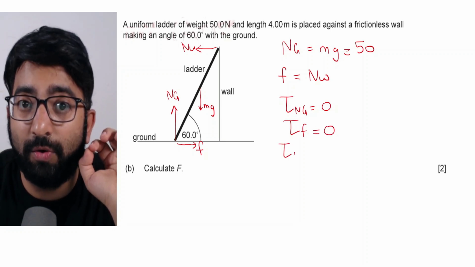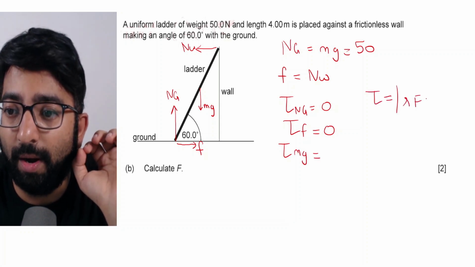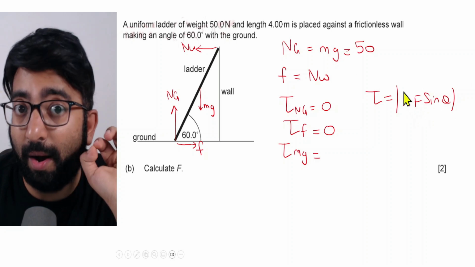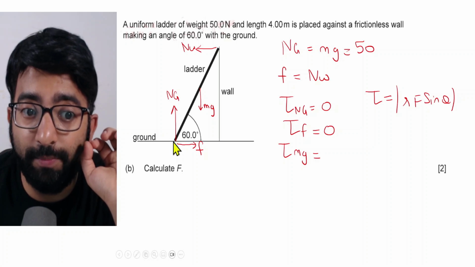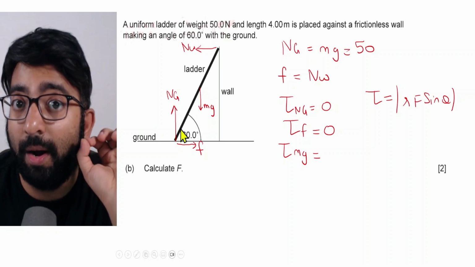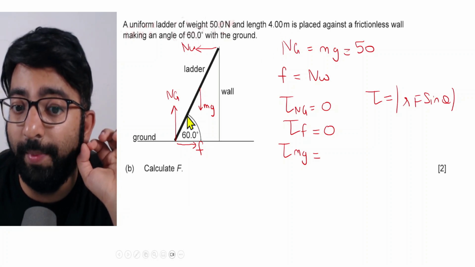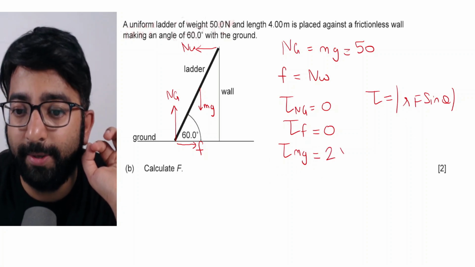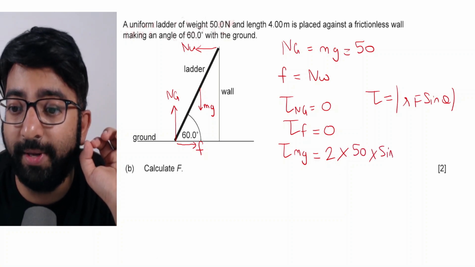Then let us try to find the torque due to mg, which is the weight of the object. The magnitude of torque is given by this formula, R F sine theta. Now for mg, the value of F will be 50 newtons. R stands for the distance between the point and the force. So if I draw a dotted line from this point all the way till mg, this will be the value of R. And this length is actually half the length of the ladder. Length of the ladder is 4 meters. So this R will be equal to 2 meters. So torque due to mg will be equal to R, which is 2, multiplied by force, which is 50 newtons. Let's write it down. Multiplied by sine of the angle theta.